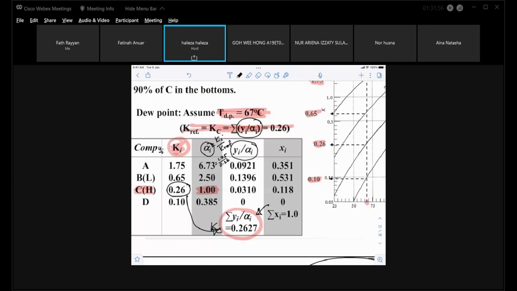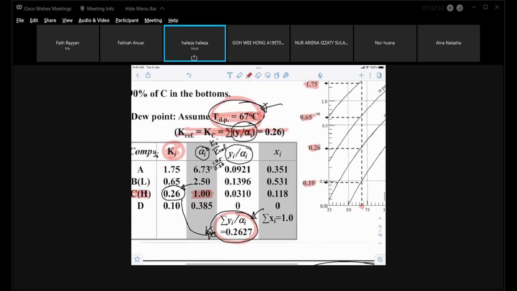Because the author already knows that this is going to be the dew point. Just use the first trial. He's not going to do too many trials. So this is your initial K value at the temperature of, assume, 67 degrees C. And when you calculated it using the summation, it so happened that it's very close. So the temperature that you assumed earlier is actually the correct temperature of your dew point. If it's not, then use the next temperature to do the second trial. There seem to be many typo errors here.